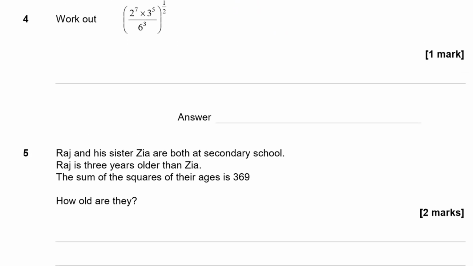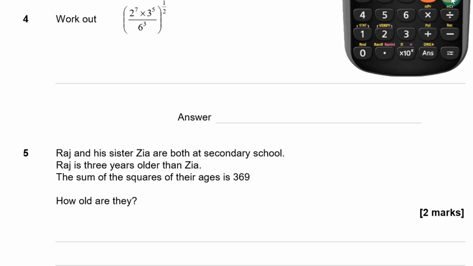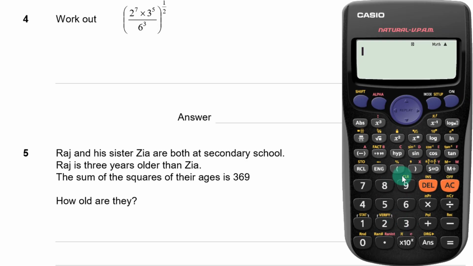Okay, question 4. Work out 2 to the power 7 times 3 to the power 5 divided by 6 to the power 3, all raised to the power of a half. Again, it's a 1 mark question, so we just really need to type it into the calculator and work out the answer. And again, if you've got a decent calculator, that shouldn't be too much hard work. So let's just type that in.